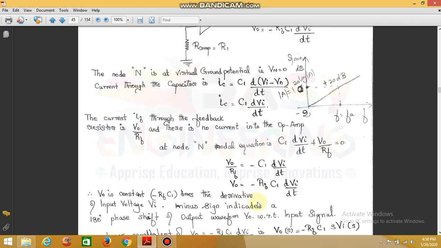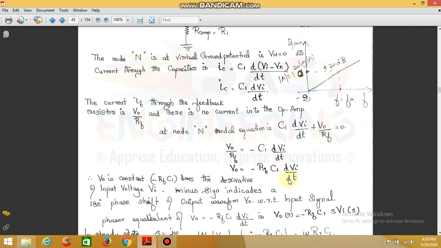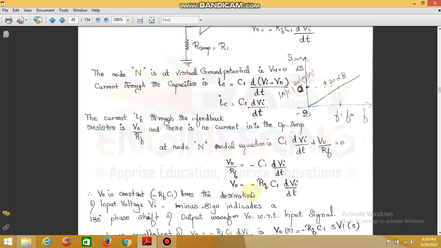C1 dVi by dt. And this negative sign indicates that there will be a 180-degree phase shift of the output waveform with respect to the input signal.